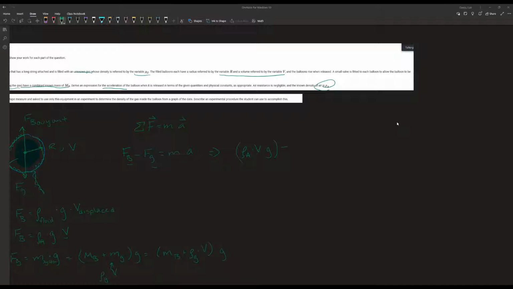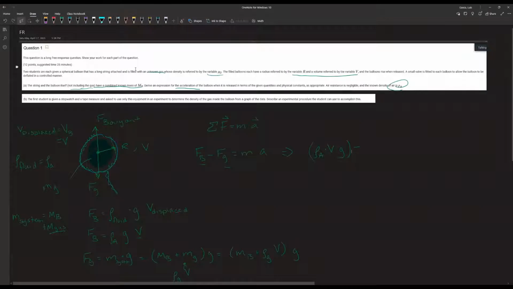And so just to kind of run through it again, we have a balloon and they tell us that it's filled with some unknown gas with a density represented by the variable rho G. The balloons are filled and they have a radius referred to by the variable r and a volume referred to by the variable V. And the balloons rise when released. So there's going to be an acceleration when released from rest. And a small valve is fitted to each balloon to allow the balloon to be deflated in a controlled manner. They tell us the string and the balloon itself have a combined mass of capital M_B.